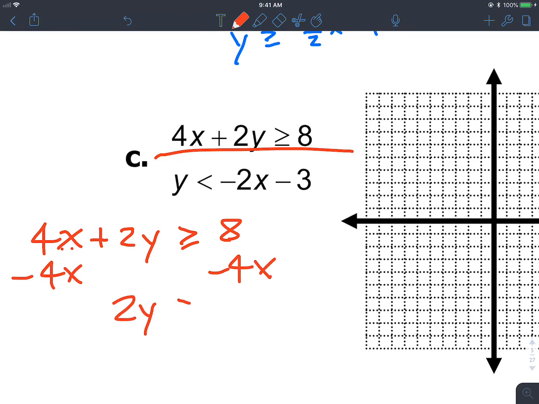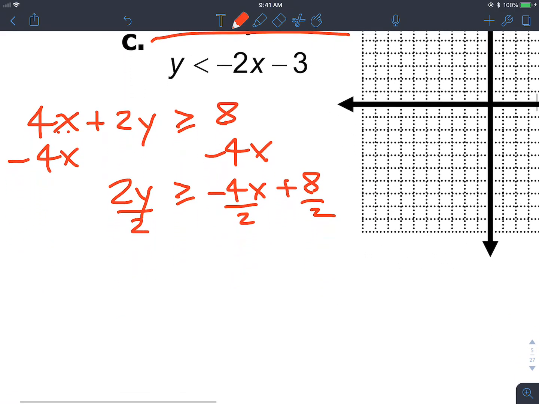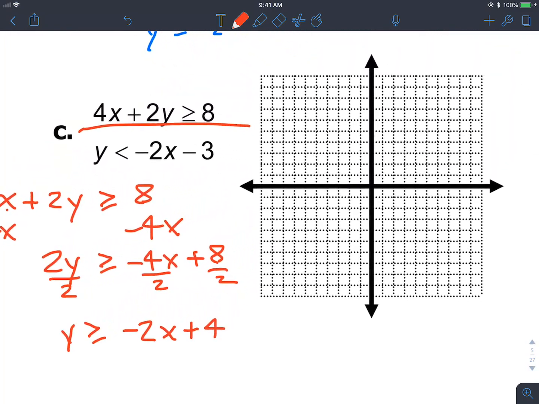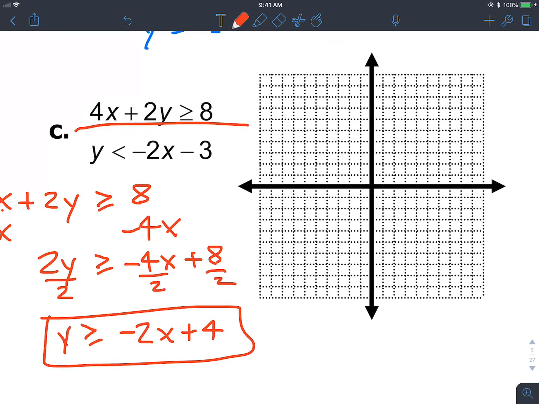So that's 2y greater than or equal to negative 4x plus 8. Then divide by 2. You don't flip the sign here because you're not dividing by a negative number. So it keeps as 2x, it keeps as greater than, and then plus 4. I'll go ahead and graph that there. So that is one equation. Actually, the other one's ready to go, so that's kind of nice.